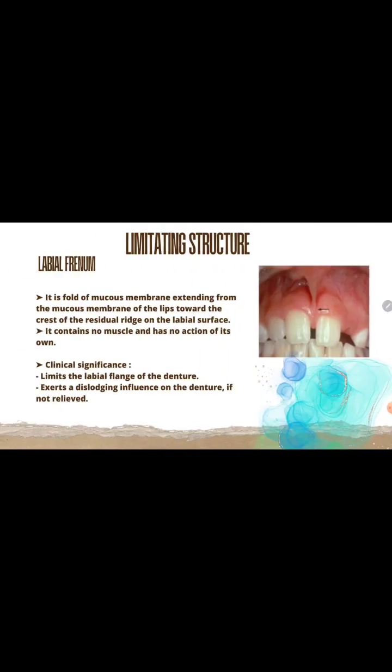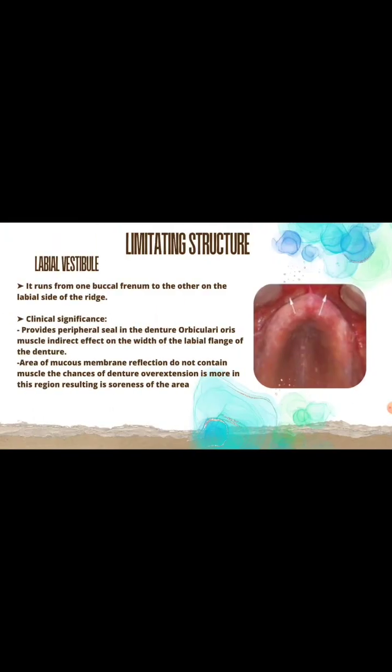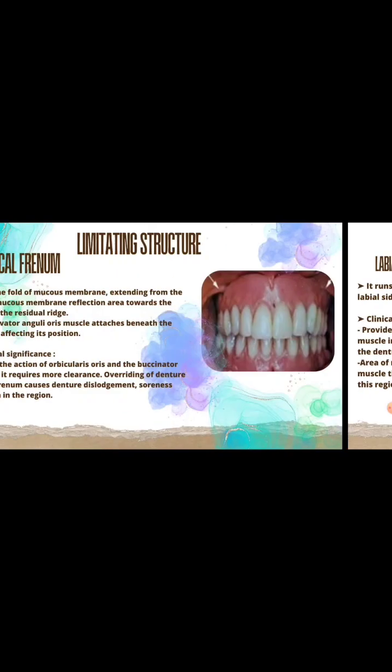Labial frenum is a fold of mucous membrane extending from the mucous membrane of the lips toward the crest of the residual alveolar ridge. The clinical significance is that it limits the labial flange of the denture. The labial vestibule runs from one buccal frenum to the other on the labial side of the ridge. The clinical significance is that it provides a peripheral seal of the denture. The orbicularis oris muscle has an indirect effect on the width of the labial flanges of the denture.